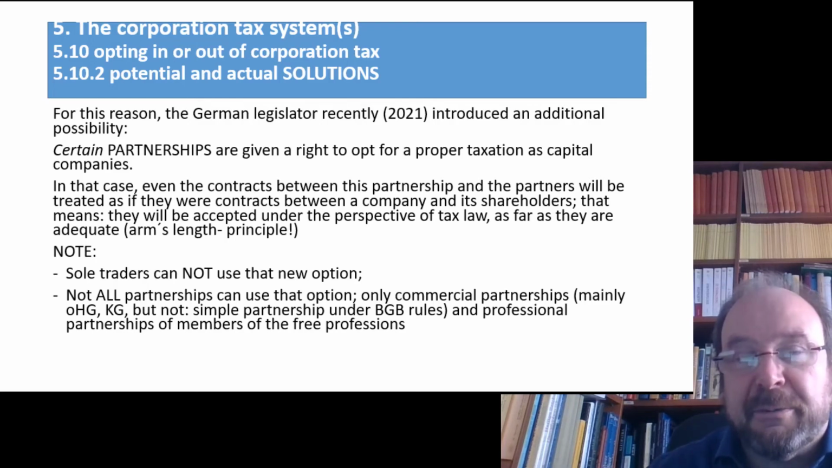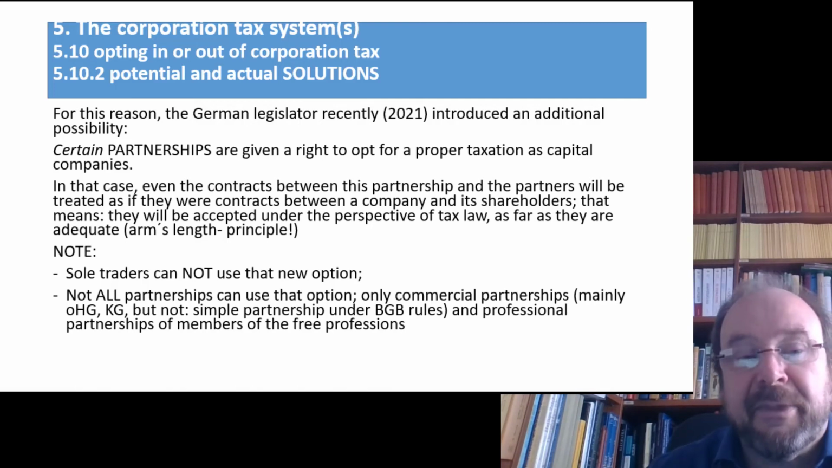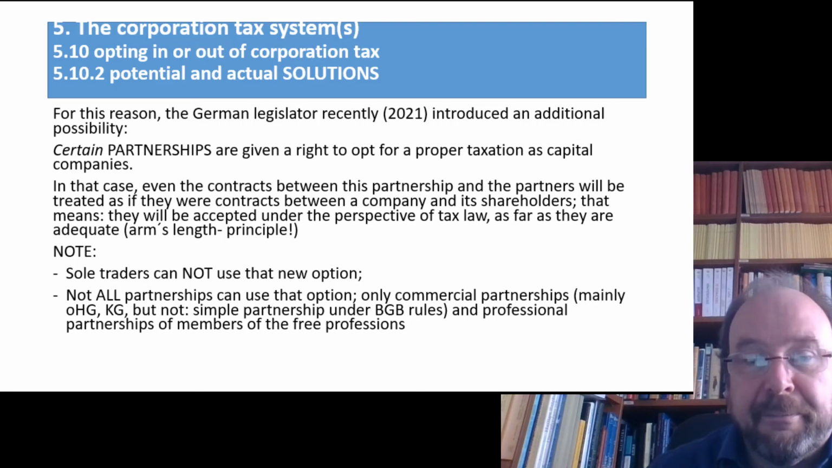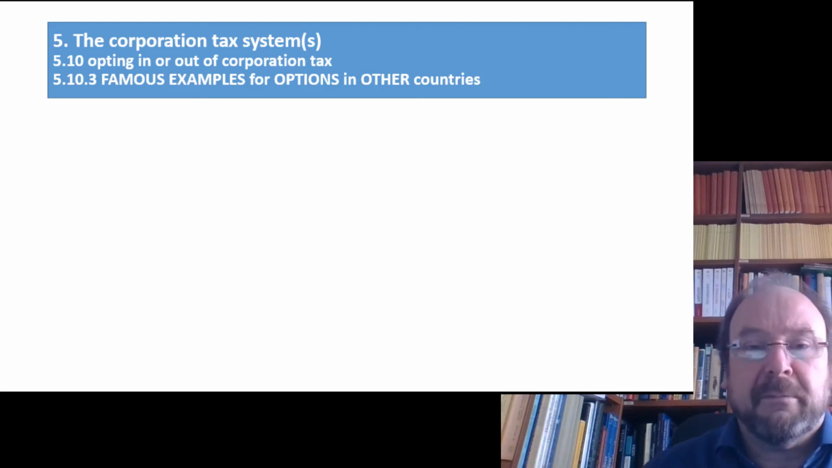The other opportunity which was granted was professional partnerships. There are two legal forms, special forms of partnerships regulated by special legal rules for members of the free professions, tax advisors, doctors, and others. And they also can use that new option. Others can't. So that means in the future, certain partnerships can decide, okay, we want to become a company, but only with respect for tax law. Under civil law, we remain a partnership.